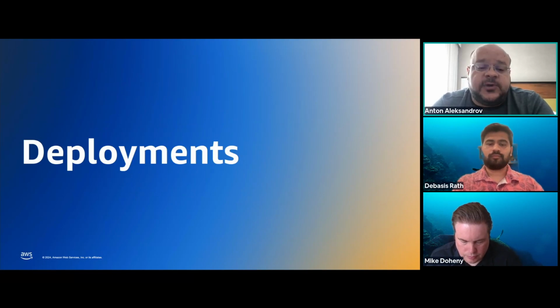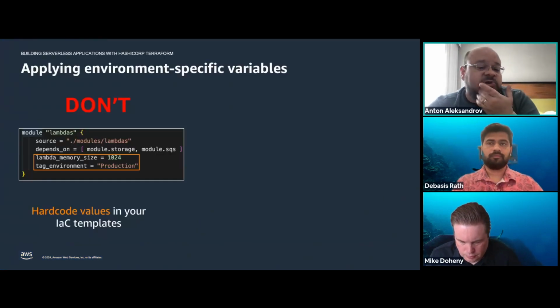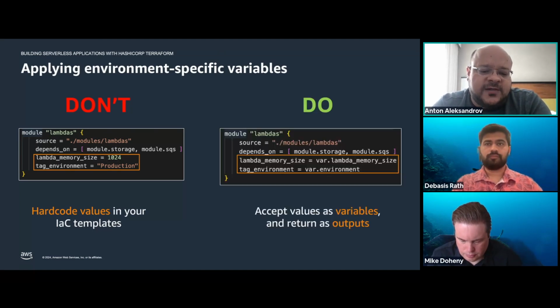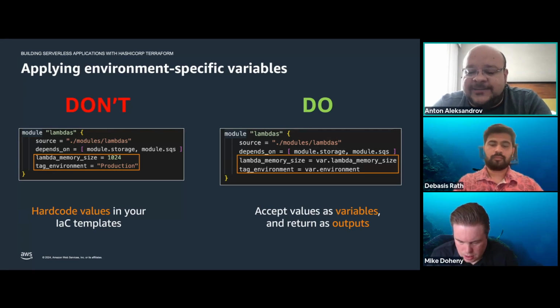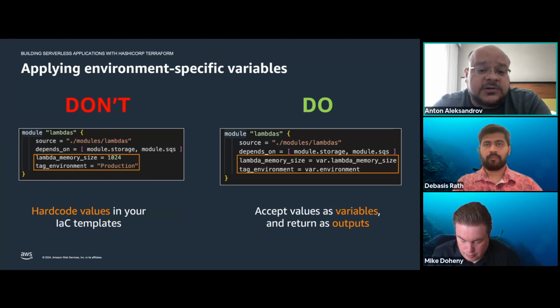The last piece that we have is deployments. We talked about development, testing, modularization. So how do you actually deploy those serverless applications to cloud? So let's start with a couple of best practices. First of all, do not hard code values, configurations in your infrastructure as code templates. We already talked about modularization. So values that can change, make them variables, and return as outputs as required.